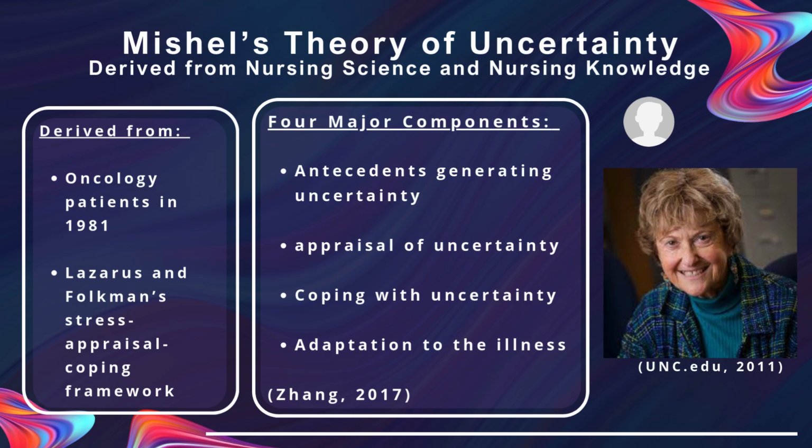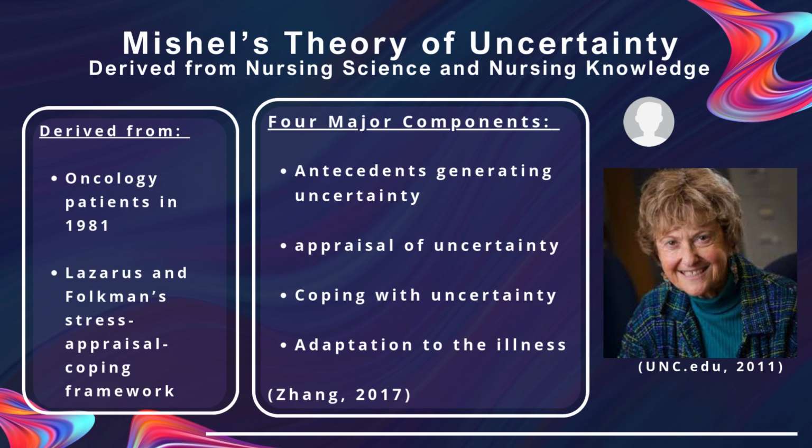Today I'll be discussing Mishel's theory of uncertainty and how it was derived from nursing science and nursing knowledge. This theory was initiated by unexplained symptom changes amongst several different cancer patients. These patients helped ignite the hypothesis for this theory. Mishel used Lazarus and Folkman's stress appraisal coping framework, which describes how individuals evaluate and respond to stress, how they cope, and determine whether it was successful or not.